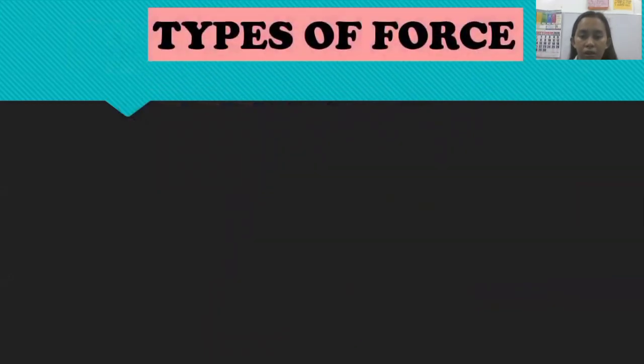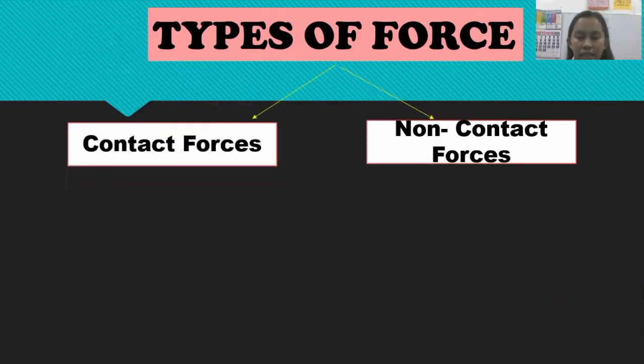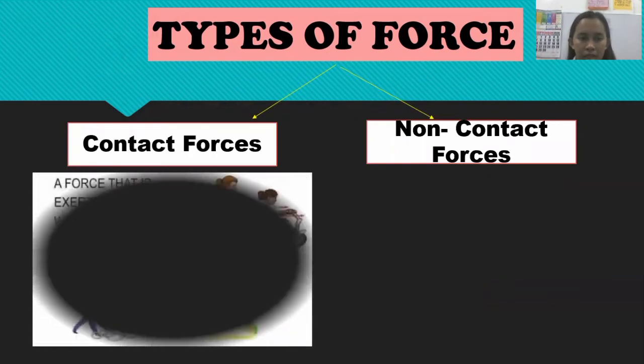Now let's go to the types of force. There are two types of force. The first one is the contact forces, and the second one is the non-contact forces.